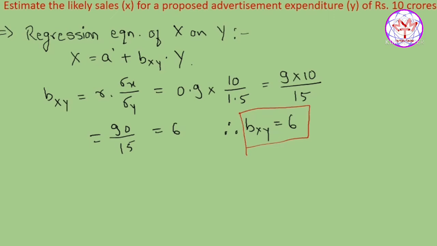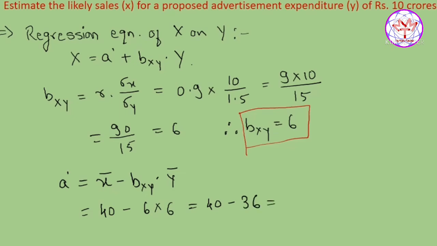Now we'll find A dash. A dash is equal to X bar minus BXY into Y bar. So that is equal to X bar is 40 minus BXY is 6 into Y bar. Y bar is also equal to 6. So we get 40 minus 36, that is equal to 4. So A dash is equal to 4.